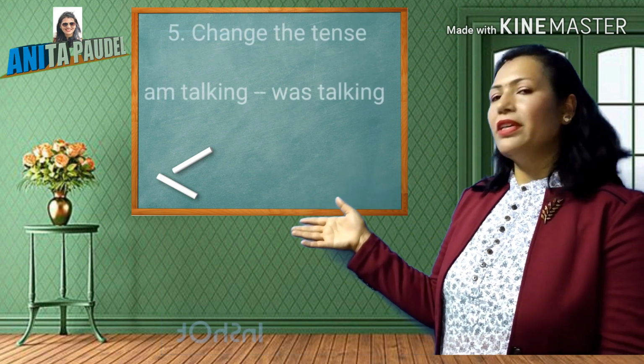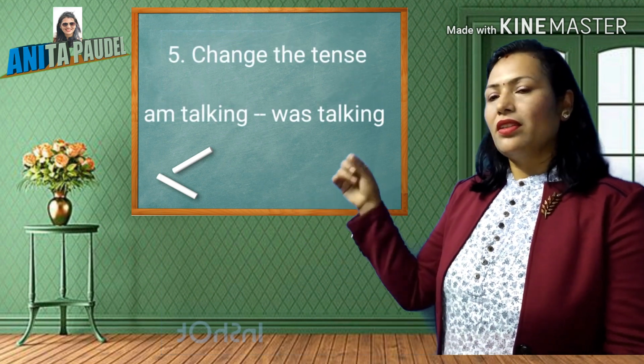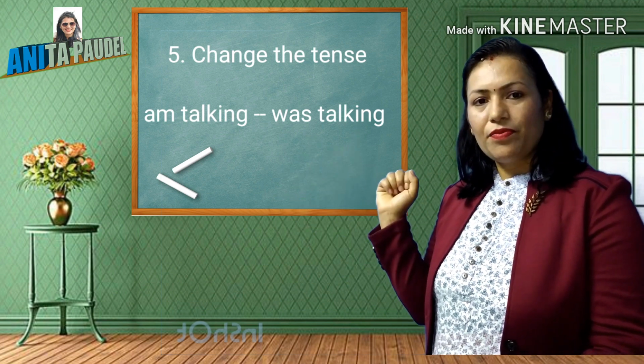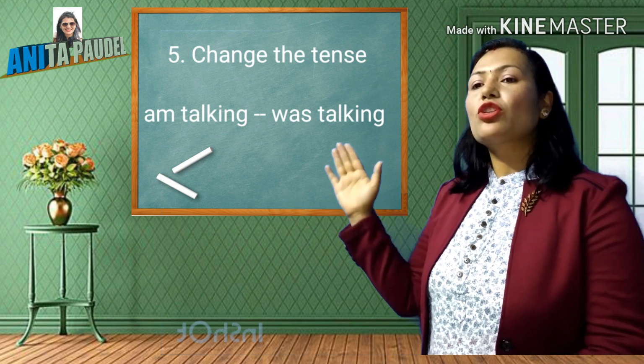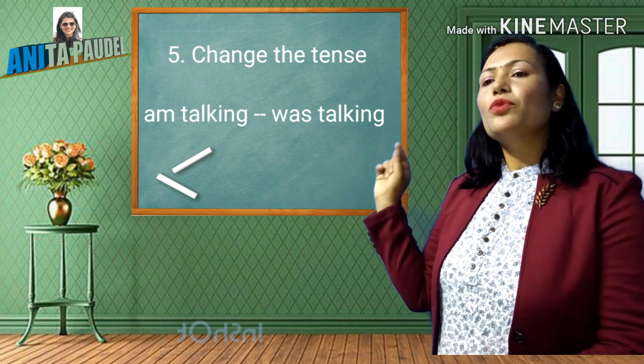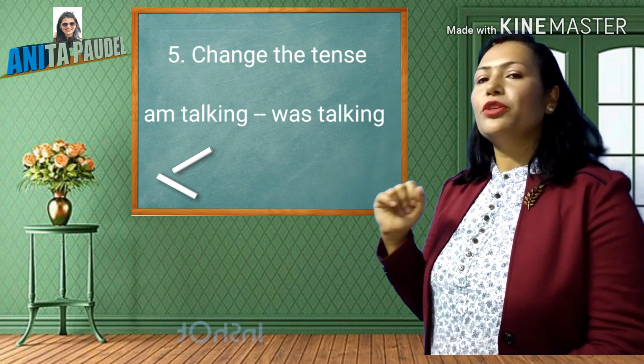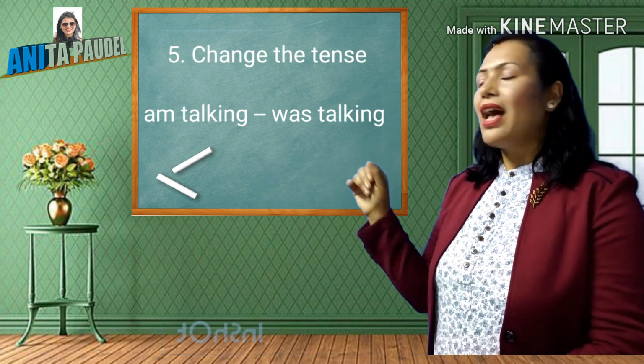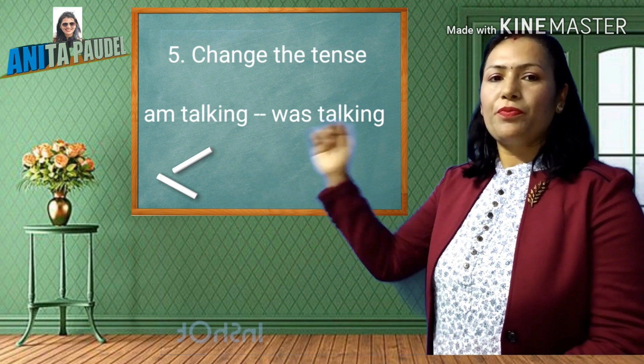Likewise, the next step is change the tense. The sentence or the speech contains present continuous tense, which must be changed into past continuous tense. The use of was or were plus verb ing is used there. So, I'm talking to you becomes I was talking to you.